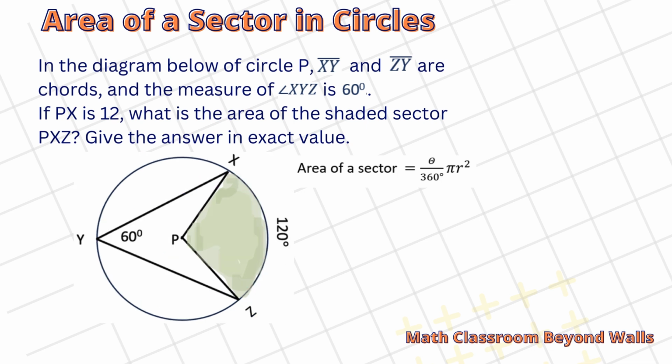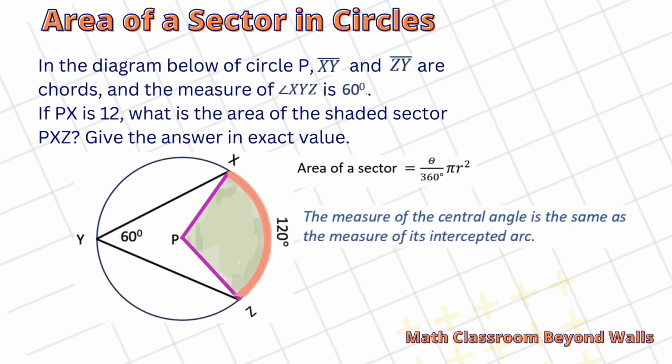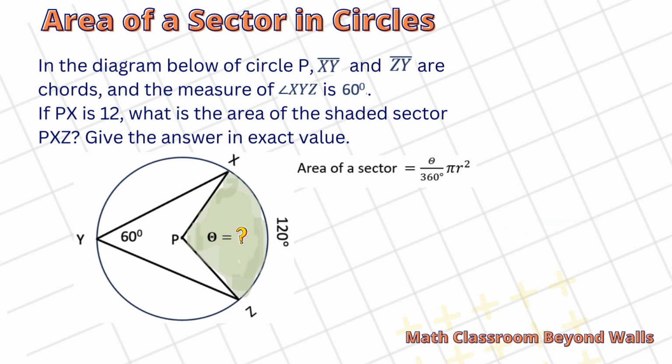Since the central angle is also intercepting the same arc, then we can get the measure of the central angle theta. Recall that the measure of the central angle is the same as the measure of its intercepted arc. So, what is the measure of the central angle? Right, the measure of the central angle is also 120 degrees. We now have the value of theta. Do we know the radius? Yes, the radius is given in the problem.